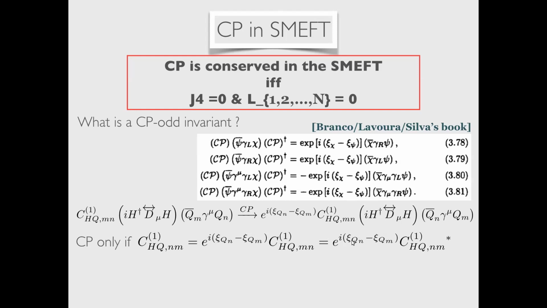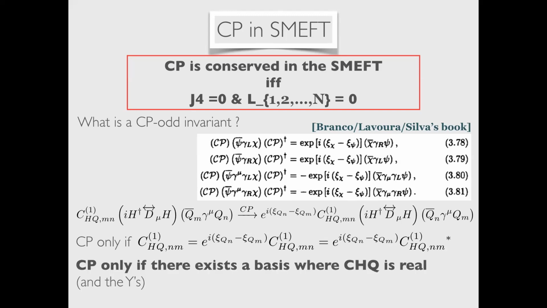Another way to see it is that, up to this freedom here, these phases are unfixed and they are related to how you can relabel the different fields. But up to these phases, it just means that a given coefficient has to be real. Another way to state it in words is that CP is conserved only if there exists a basis where this coefficient is real, and of course where the Yukawas are real, which I already assumed by choosing this value for the standard model invariant. So that tells you what a CP-odd invariant should look like. A CP-odd invariant is something that remains imaginary in all bases. So it's the imaginary part of something that you can build that is invariant.